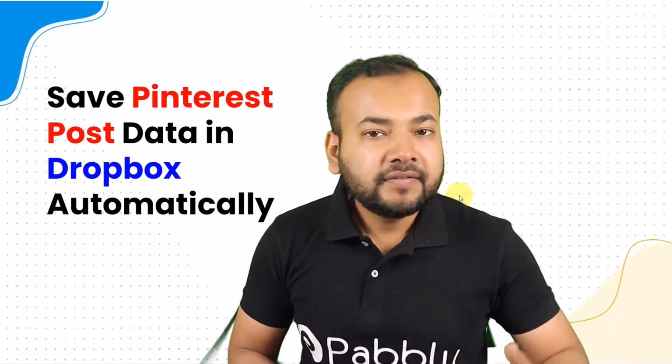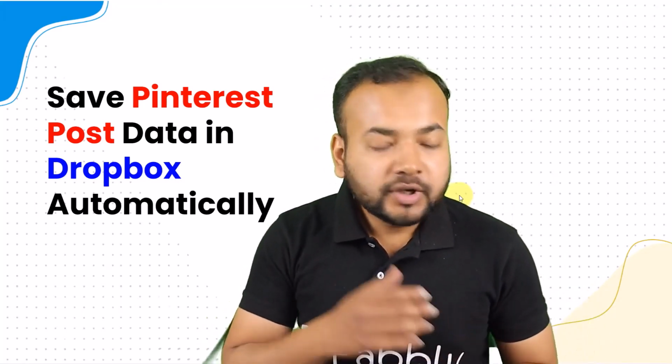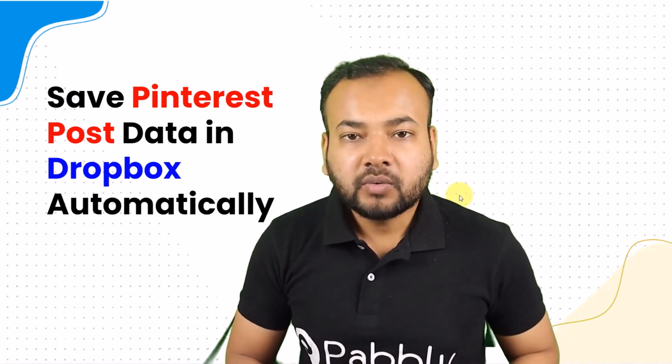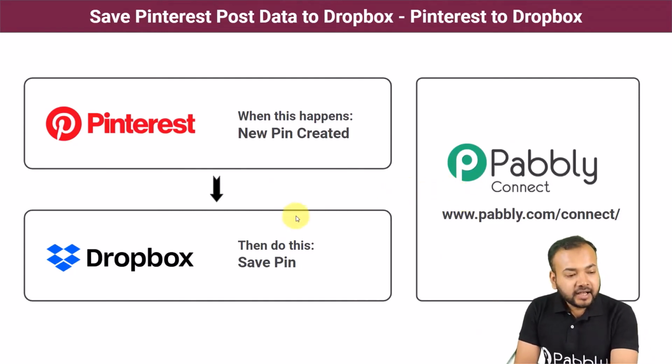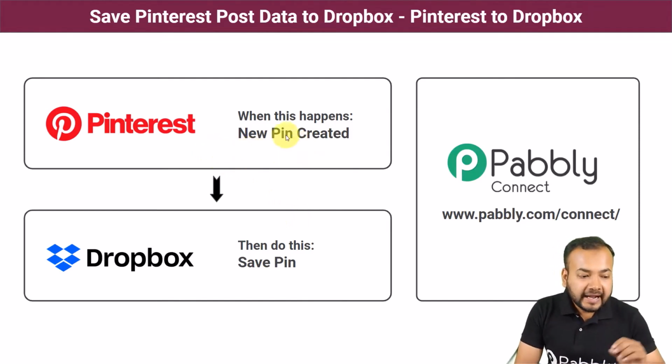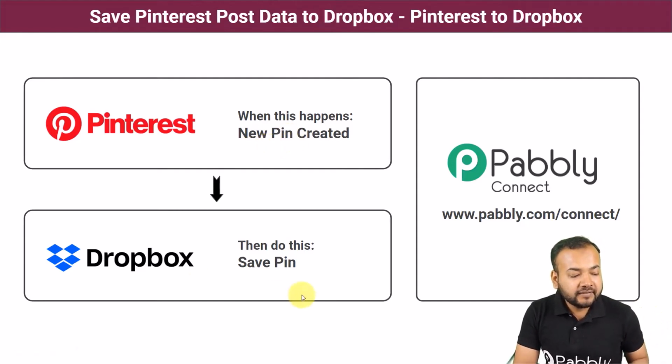So many people use Pinterest to engage their audience and to share inspiration and new ideas. And if you want to save the files, the things that you're posting on Pinterest for record purposes, you can use this automation and let me show you how this is going to work. So the flow of this automation is going to look like this here. As and when a new pin is created here on Pinterest, the same pin or the file you have posted in this pin is going to be saved here in Dropbox automatically. So you need not download the file or copy the file from Pinterest and then come here on Dropbox and upload it manually.